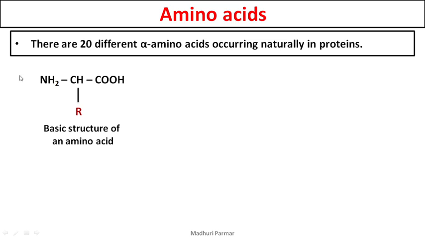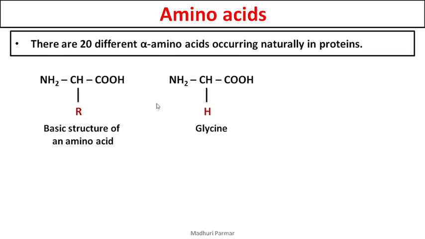This will be the basic structure of amino acid. You have NH2 on the left hand side because it is an L amino acid. Then you have CH, and COOH on the right hand side. At the bottom, we will write the R group. Clear? This will be the basic structure of amino acid.